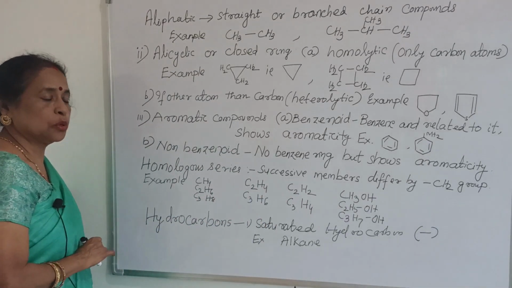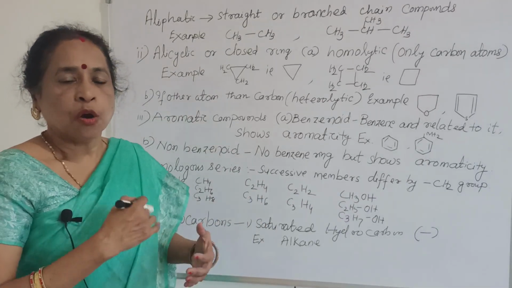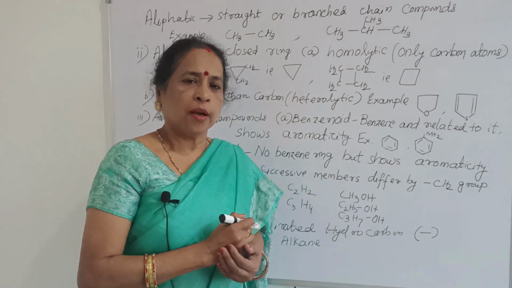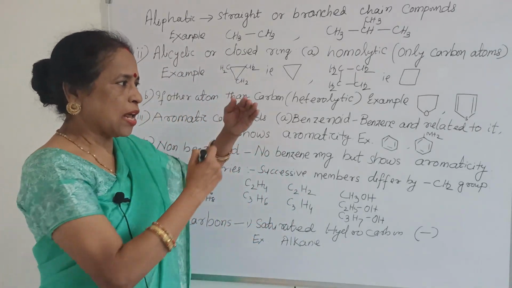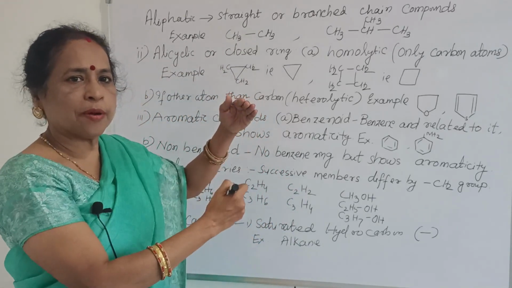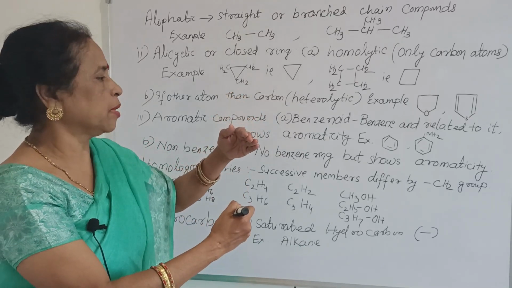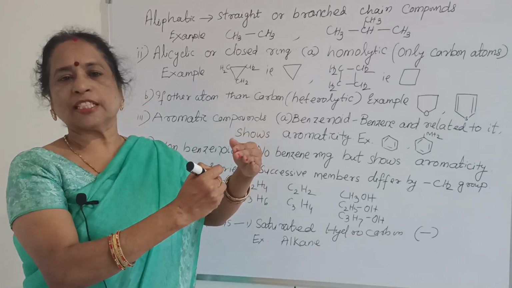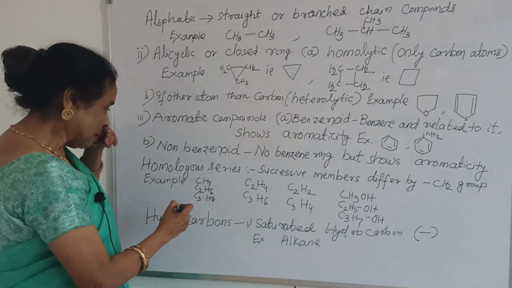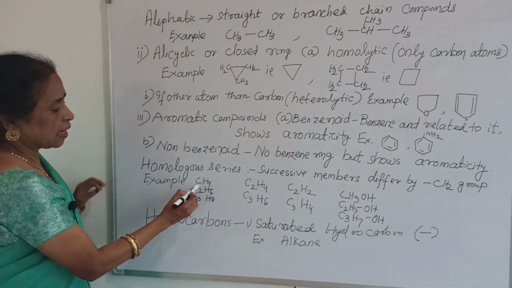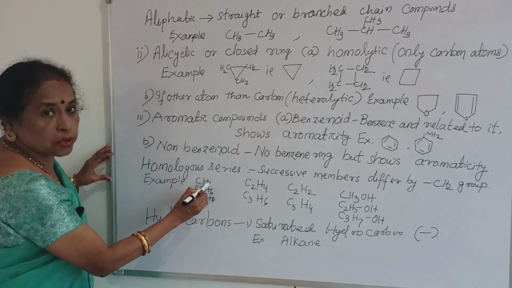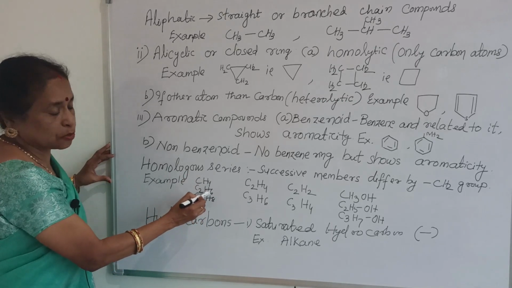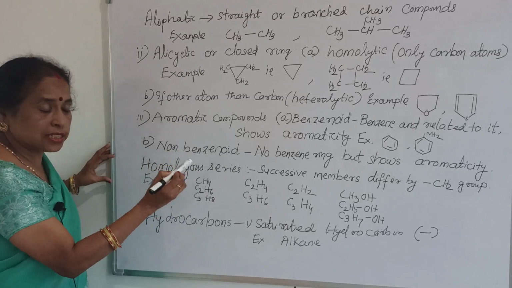Then come to homologous series. In a homologous series, we always observe that one member differs from the next, that is the successive member, by a group, that is the CH2 group, that is the methylene group. So you can find here an example, let us take alkane: CH4, the next member is C2H6, and you can find there is a difference of a CH2 group.